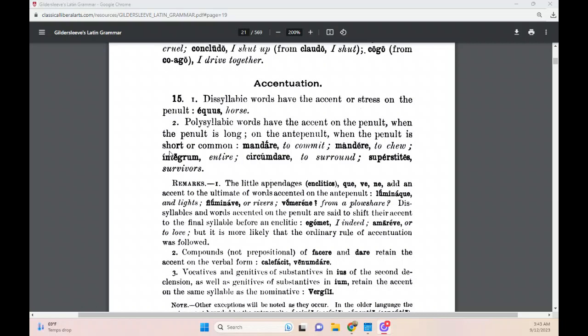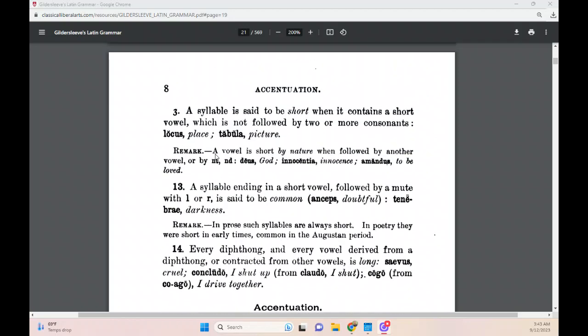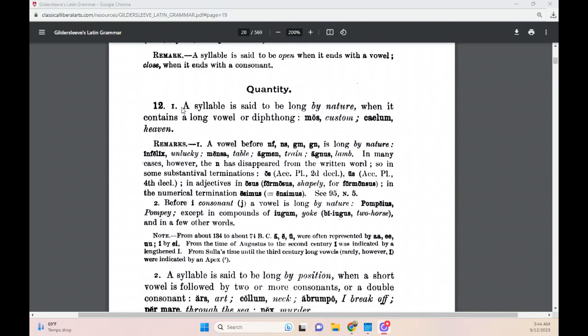All right, so in order for us to know where the accent goes in a Latin word, we're going to have to be able to tell whether a syllable is long or short. That's going to determine where the accent mark goes. So in this lesson, we're learning how to tell the quantity of a syllable. In Articles 12, 13, and 14, we're going to learn the rules for identifying the quantity or length of a syllable.